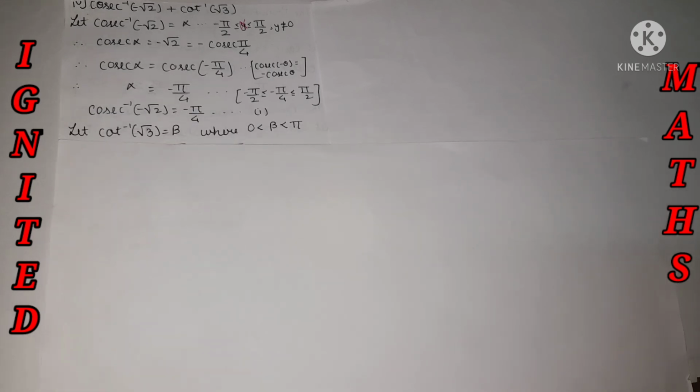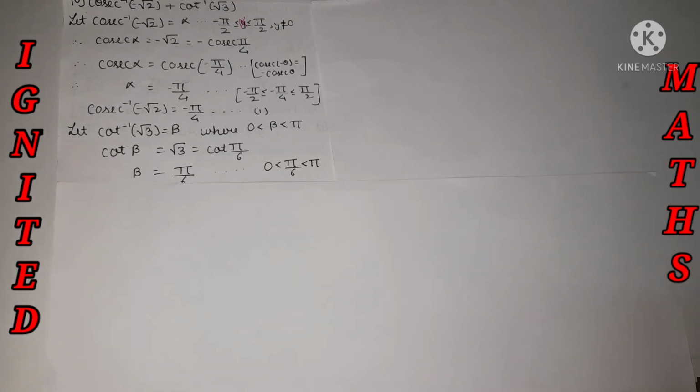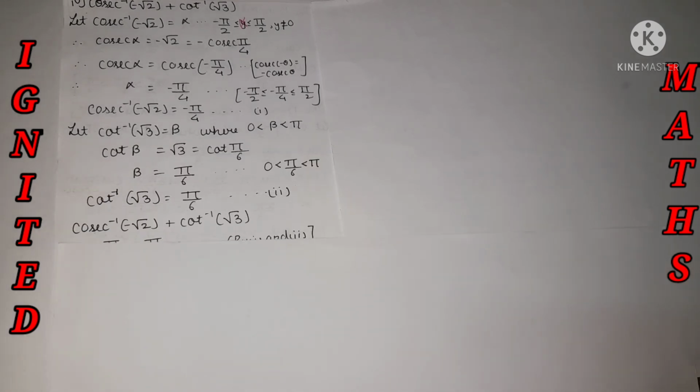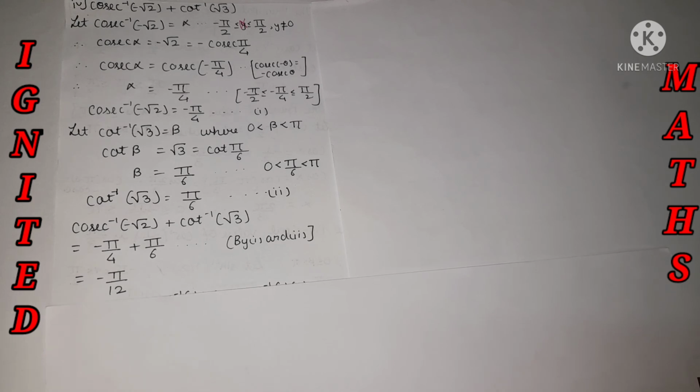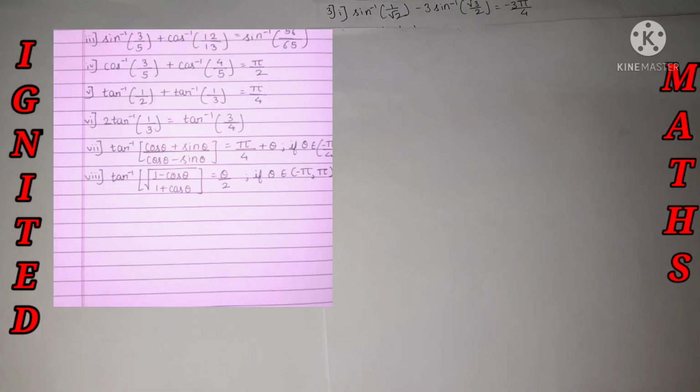Now the cot inverse of root 3, the same procedure. We need to find it and sum it off, and we will get the answer as minus pi by 2. It's absolutely the same as we have done previously. We need to find each inverse trigonometric function accordingly and sum them, and that's nothing but the answer. Move to the third main question.